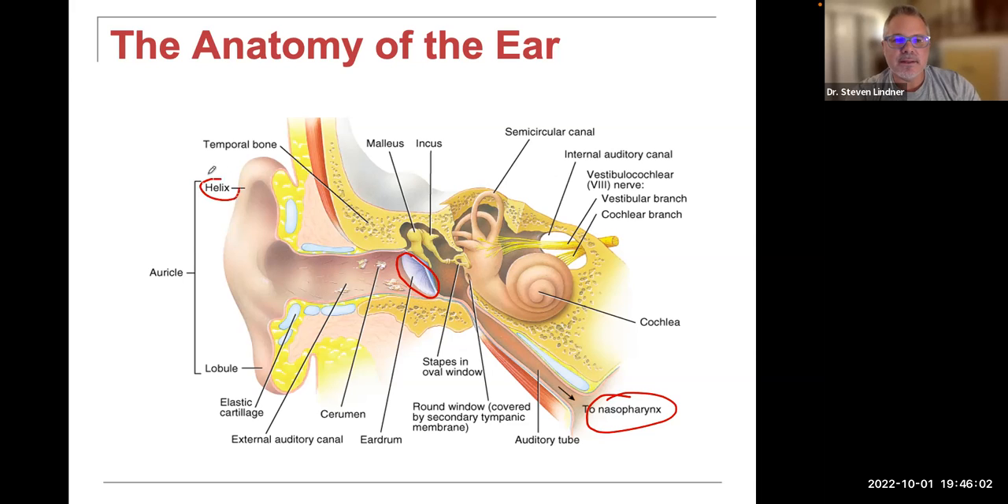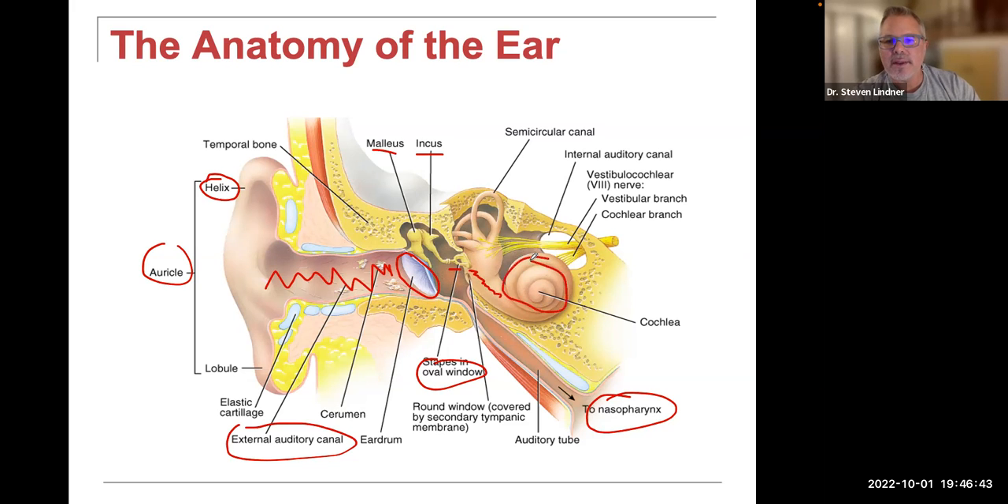So here is the helix or the auricle of the ear, and you have sound waves that are coming in, bouncing off through the external auditory meatus or canal. It hits the tympanic membrane. It's going to vibrate into the three small bones of the ear, the malleus, the incus, and the stapes. It's going to attach through this oval window, the stapes in the oval window, and it's really going to oscillate and vibrate everything inside the cochlea, right?